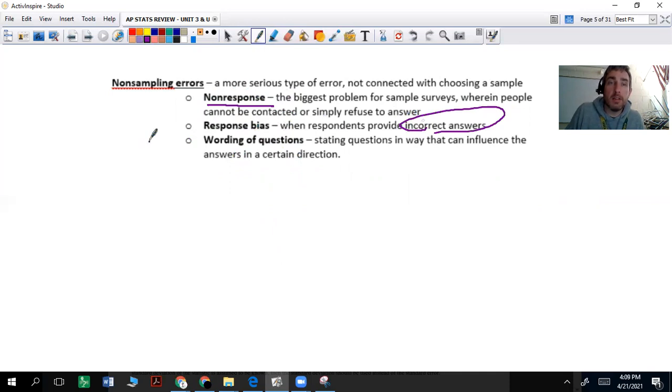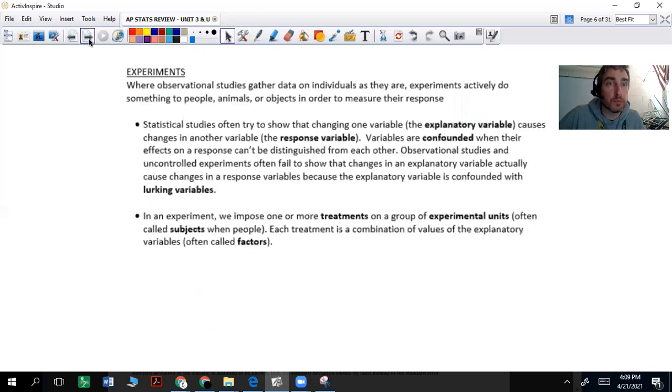What could lead to incorrect answers? Wording of questions, stating questions in a way that can influence the answers in a certain direction. So if you have terribly worded questions, well, sometimes the goal of a pollster is to have biased results, but the wording of questions can impact the responses you get. It's not going to have to do with the non-response as much, but the response bias can be a direct result of the wording of your question.